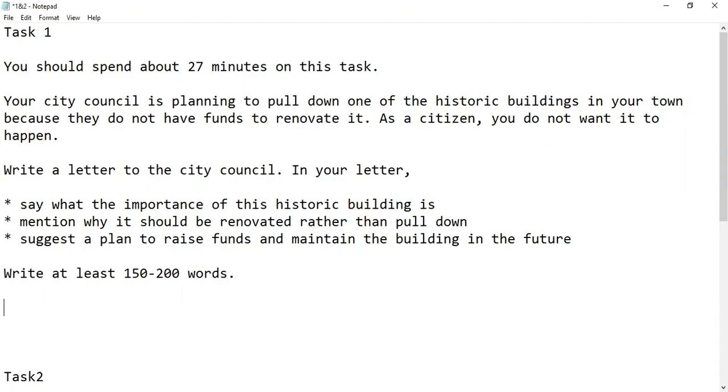Today we are going to see how to write task 1 and task 2 together within the stipulated time of 27 minutes and 26 minutes. Your city council is planning to pull down one of the historic buildings in your town because they do not have funds to renovate it. As a citizen, you do not want it to happen. Write a letter to the city council. In your letter, say what is the importance of the historic building. Mention why it should be renovated rather than pulled down. Suggest a plan to raise funds and maintain the building in the future. So it's a formal letter.